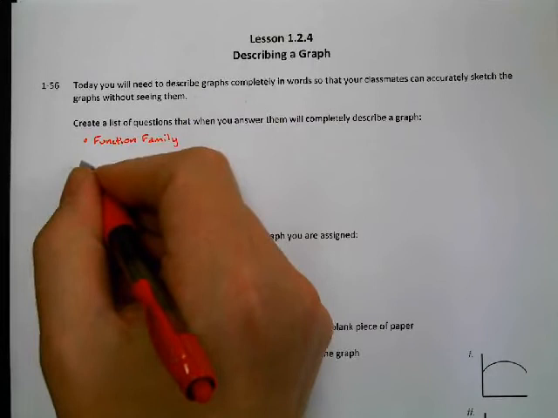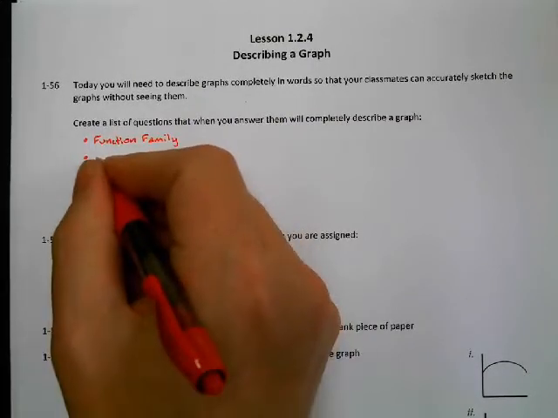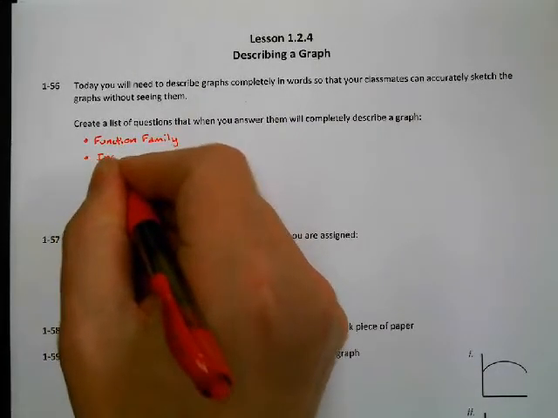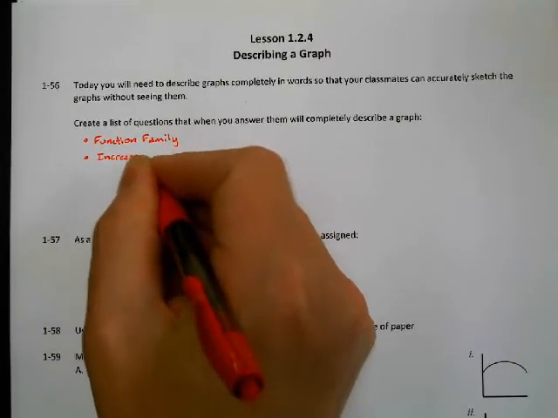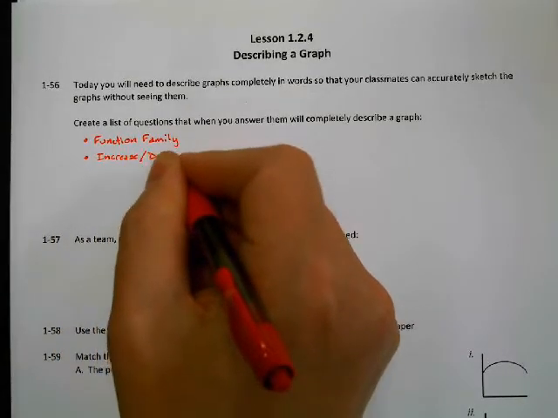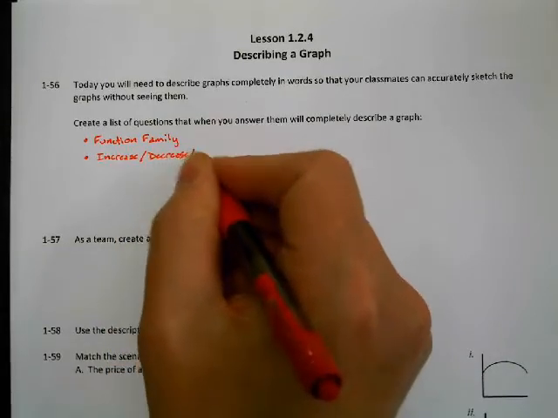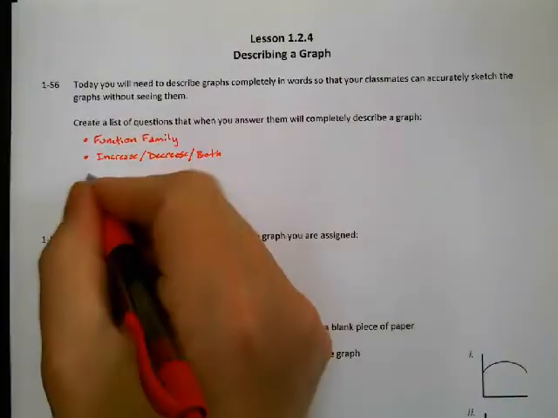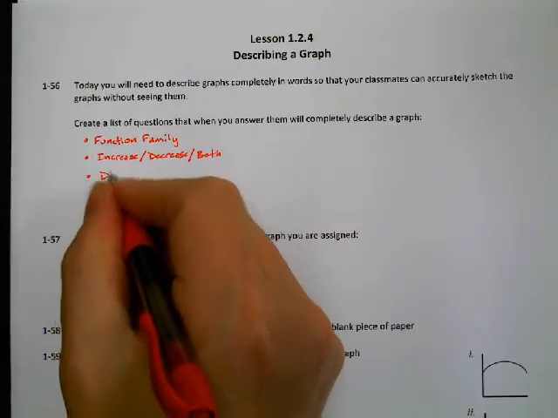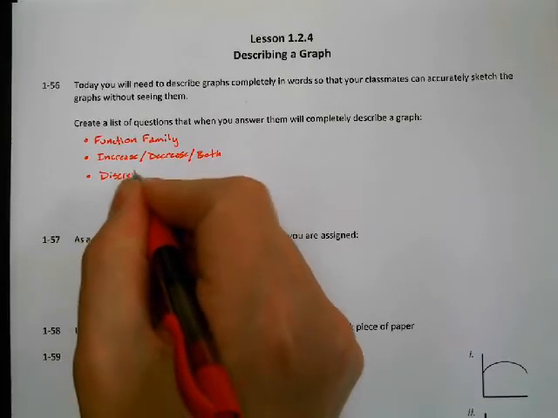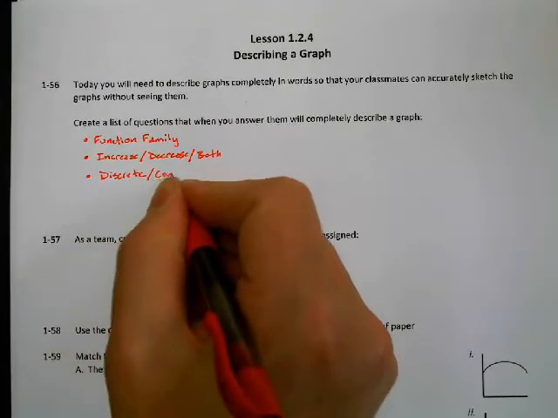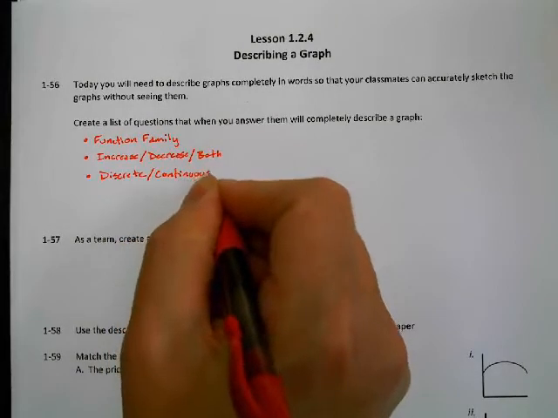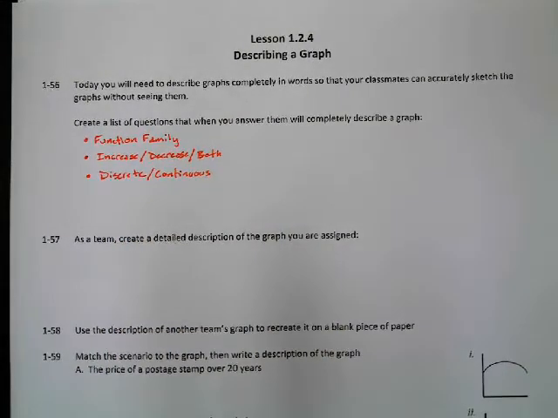Next thing we want to talk about is whether it's an increasing or a decreasing function, or maybe even both. Does it increase? Does it decrease? Or does it both increase and decrease? We want to talk about whether it's discrete or continuous. Discrete is when we have just points on the graph, and continuous is where we've connected all the points together.